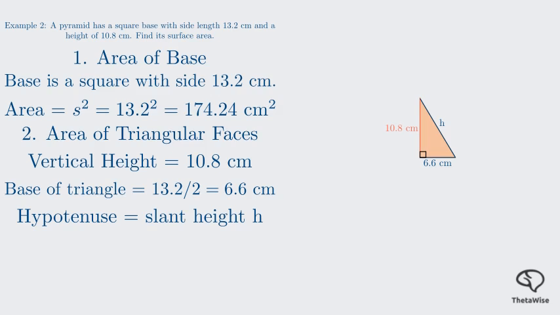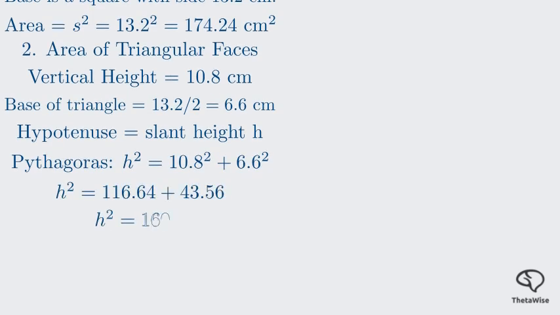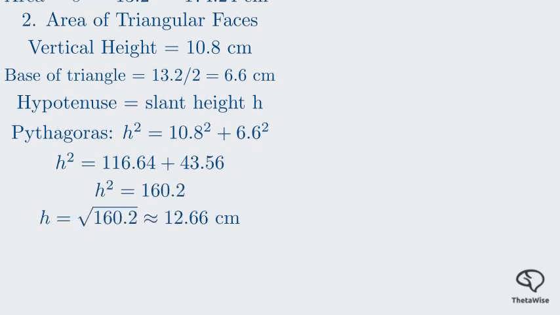The vertical height of the pyramid is 10.8 centimeters, and the horizontal distance from the center to the midpoint of the base edge is half of the base side, which is 6.6 centimeters. The hypotenuse of this triangle is the slant height we need. Using the Pythagorean theorem, h squared equals 10.8 squared plus 6.6 squared.